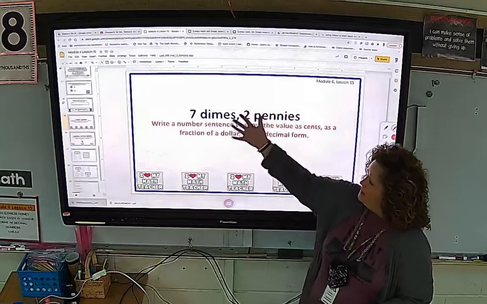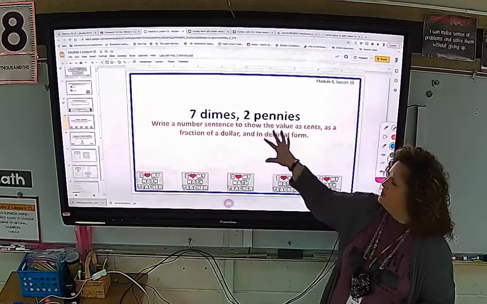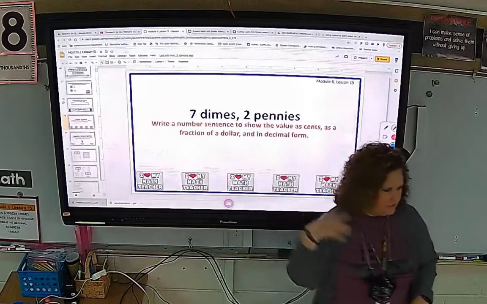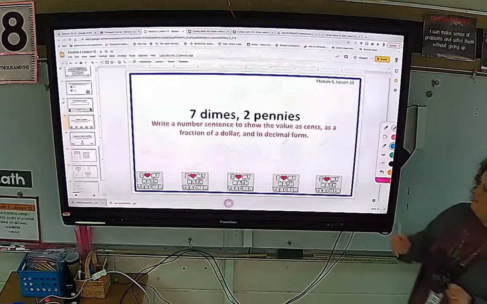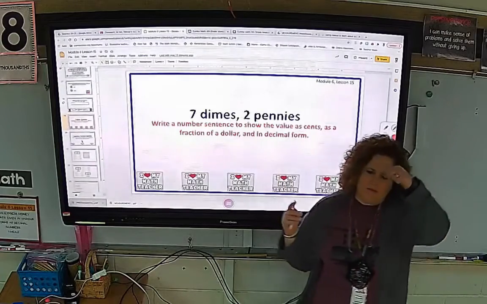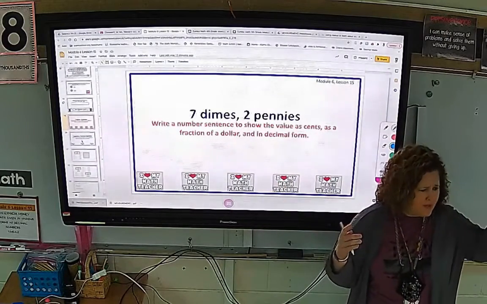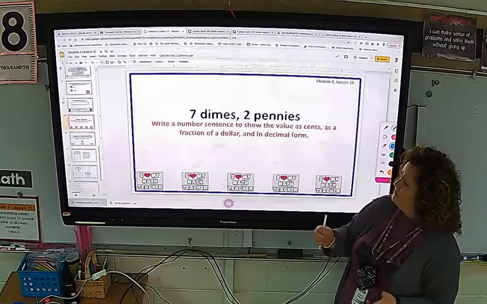So if we had 7 dimes and 2 pennies, just ignore this red. We'll do that, but we're not jumping right to that immediately. What I want to ask you is to turn this into a number sentence, into a math problem, because it might have addition and it might have multiplication too. If I have 7 dimes and 2 pennies, and I want to think of the easiest or quickest way to add that up, Will, what would you do?